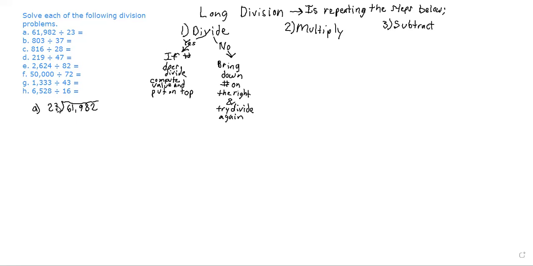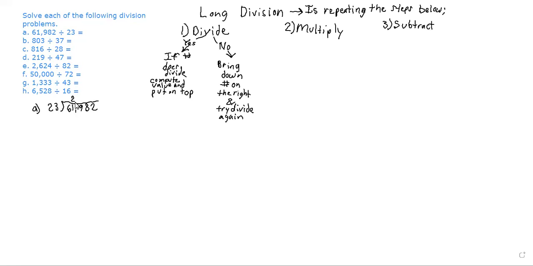So let's see how it works. Remember, we have 2 digits in our 23 here. So we're going to pick 2 digits from our number. The first 2 digits we run into are 61. So we're going to start there. 23 goes into 61 how many times? It goes in 2 times. So where do we put the 2? Like I said, we're using 2 digits, so we're going to put the 2 right over that second digit right here.